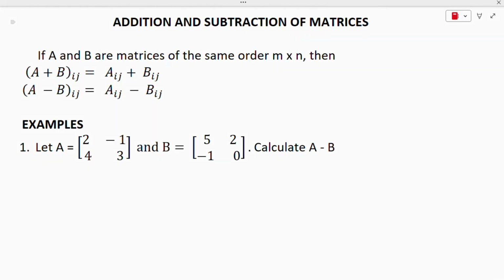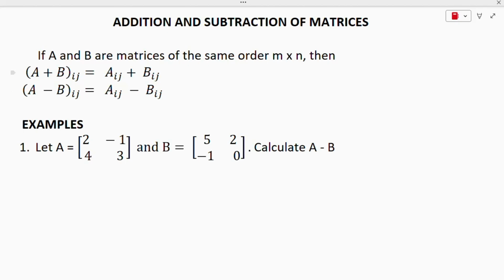So right here, in today's video, I'm going to talk about addition and subtraction of matrices. If A and B are matrices of the same order n times n, then we have A plus B with the elements of a matrix. Remember, in our previous video, we talked about notation of a matrix, elements of a matrix, types of a matrix, and what a matrix entails. And we said that each element of a matrix is denoted by a lowercase letter with a subscript.